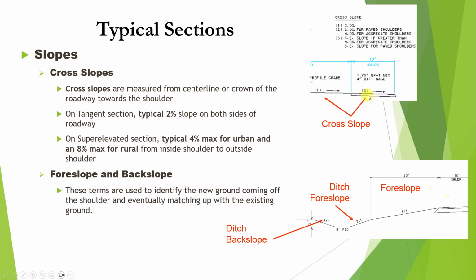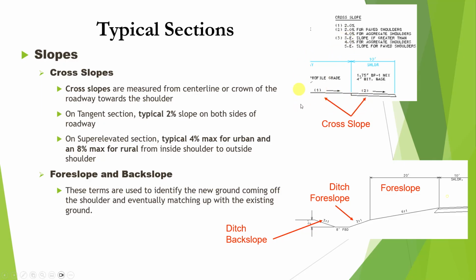Okay, this one has 2. Instead of putting the note in here where it would be tough to fit, they put it up here in this little chart, and it says 2% for paved slopes. But if it's aggregate shoulders, we want to go ahead and do a 4%. And then if you have a 3 somewhere, it's going to say super elevation slope if greater than 4% for aggregate slopes, super elevation slope for paved shoulders. So these notes mean everything, okay? And that's why there's a 1, go find the note, see what it says. A 2, go find the note, see what it says. But these are the cross slopes.